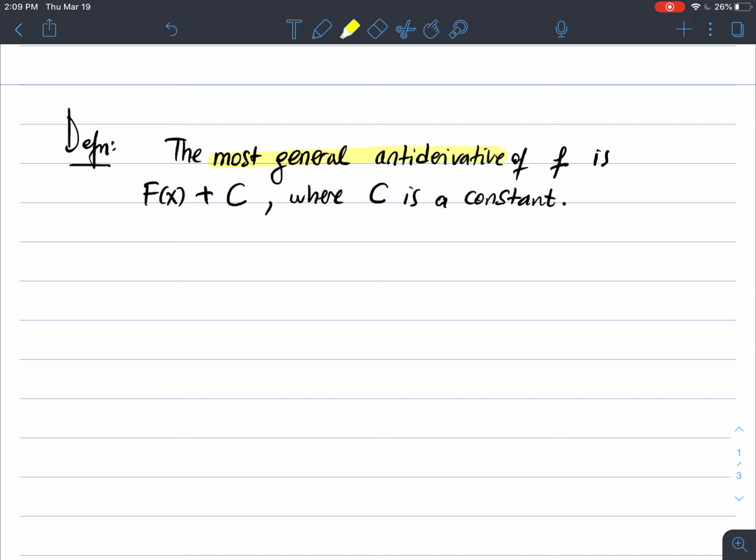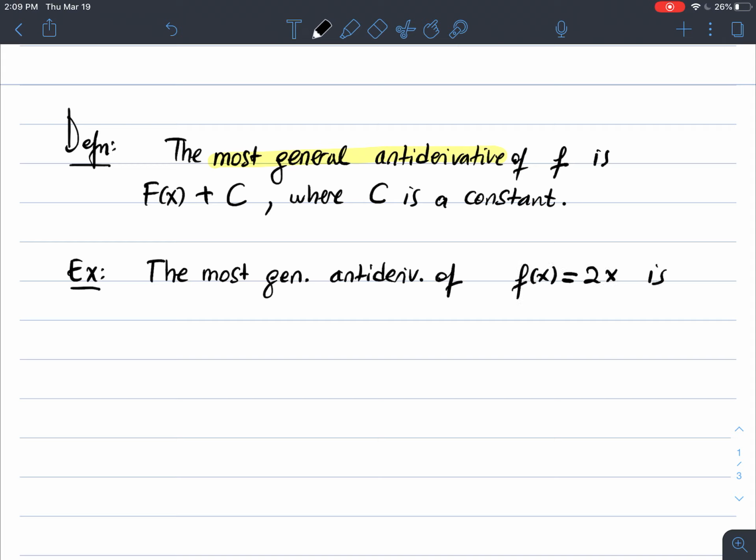All right, so for example, the most general antiderivative of the function 2x is the function x squared plus an arbitrary constant c, so c is a constant, and so on. So another example would be the following.